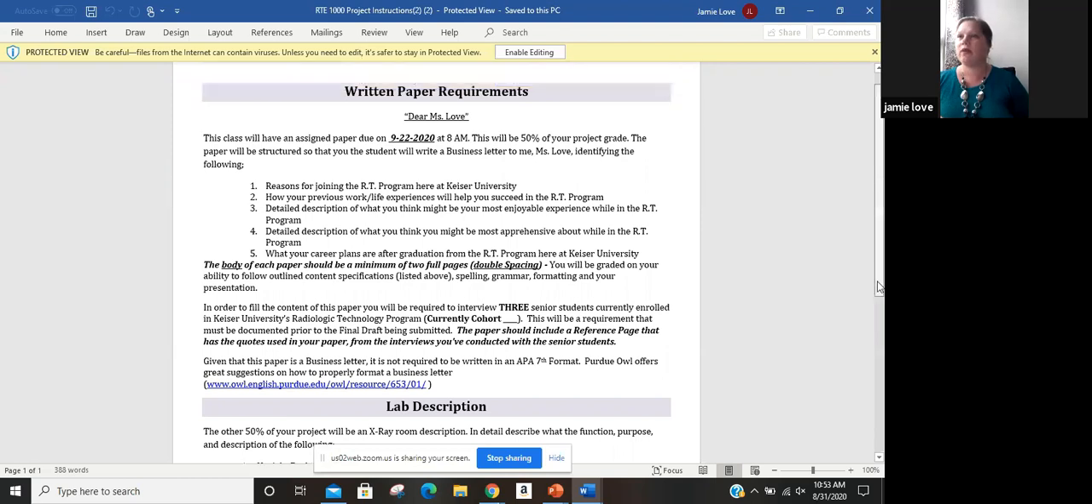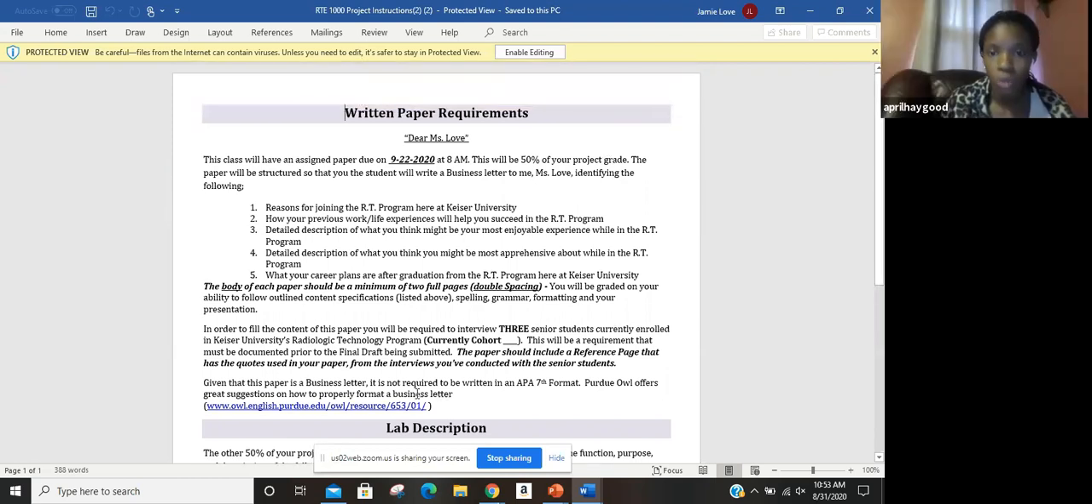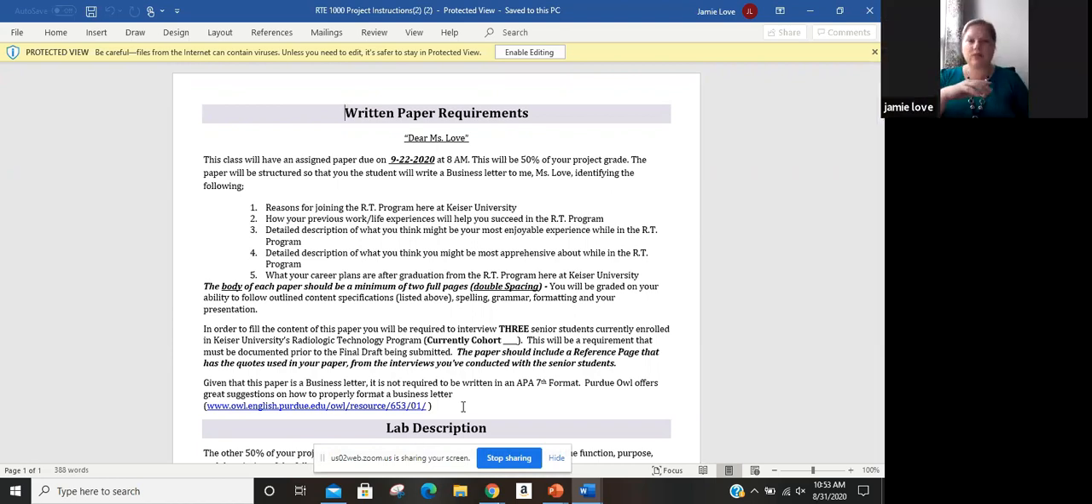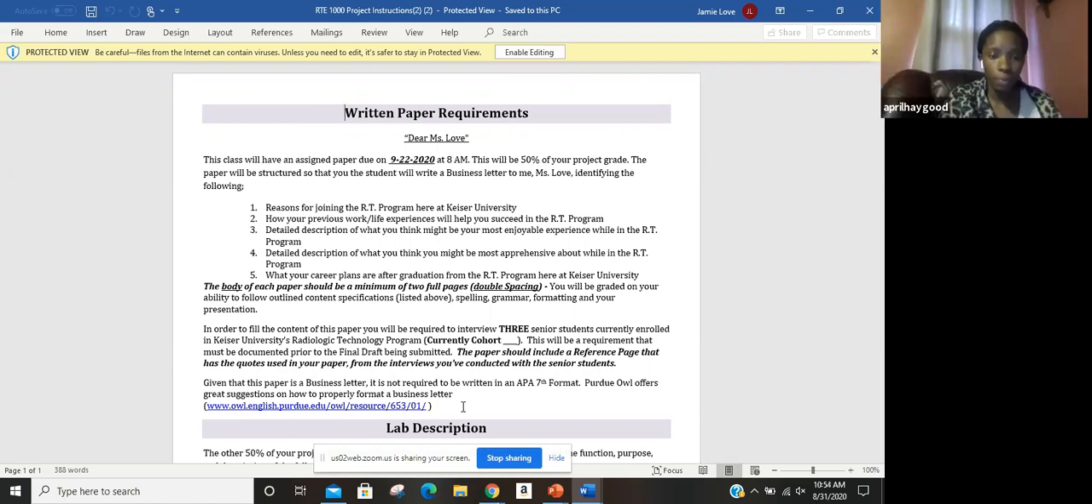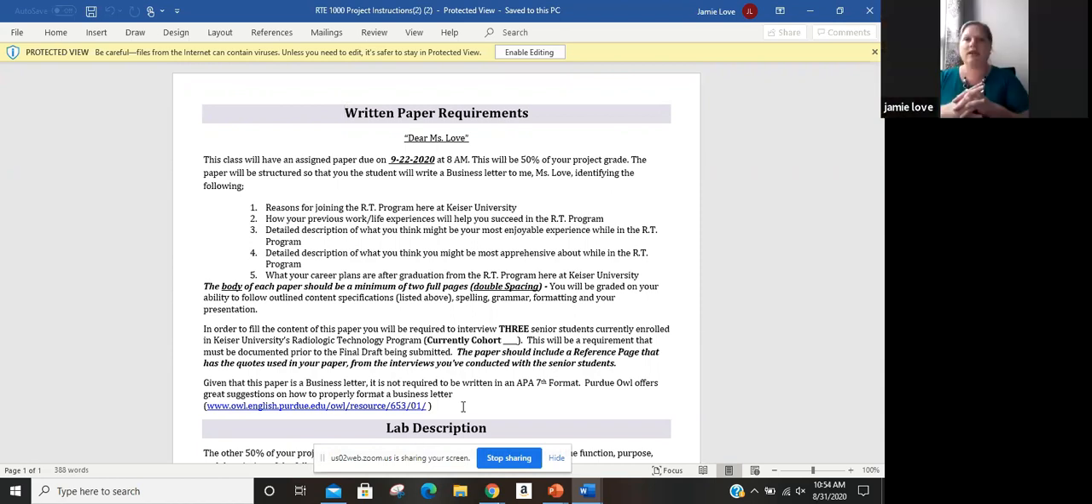Any questions? Yes. So for the paper, when we have to reference a previous or current student, is that for every bullet that you have there, or is that just one aspect? Just one aspect. So not every bullet, no. So you'll integrate the 3 people that you talk to somehow into the full paper. Okay. Yep. Got it.